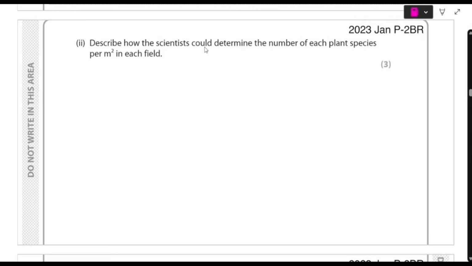Describe how the scientists could determine the number of each plant species per meter square in each field. So, in order to determine the number of each species in a field, we will use a quadrat. Using a quadrat requires placing it randomly in a field without any bias. So we will place it at random coordinates.